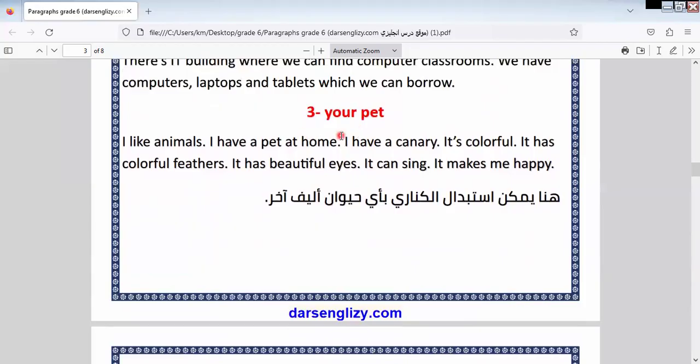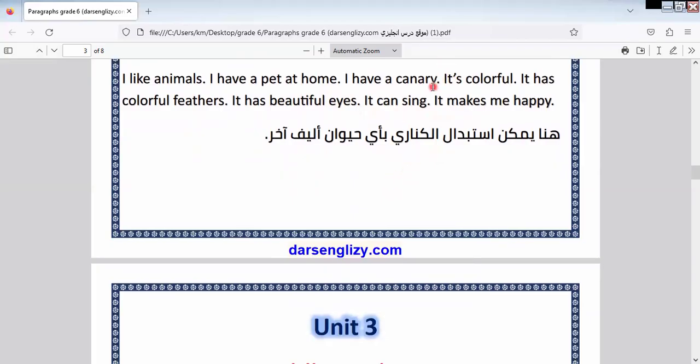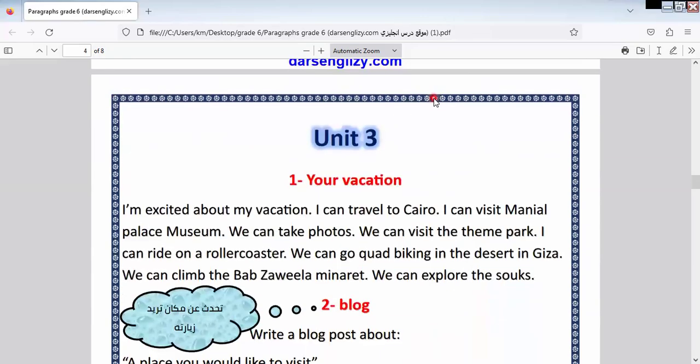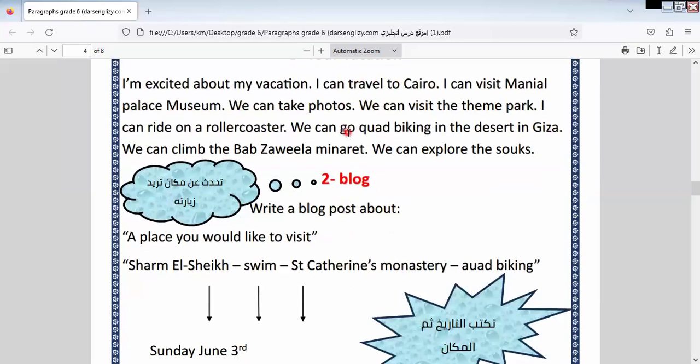Here we have your pet. I would like to say you can write any pet you like. You can say cat, dog, and anything. Here I write canary as an example of a pet animal. I like animals. I have a pet at home. I have a canary. It's colorful. It has colorful feathers. It has beautiful eyes. It can sing. It makes me happy. Instead of canary, I can say parrot. It's an example of a beautiful bird.